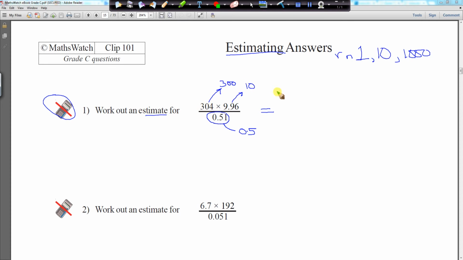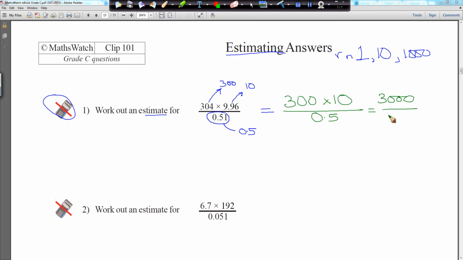So 304 became 300. 9.96 became 10, so times that by the 10. Divided by is here. 0.51 became 0.5. Now 300 multiplied by 10 is a nice easy number to deal with. It will give us an answer of 3000. So 1, 2, 3 zeros.